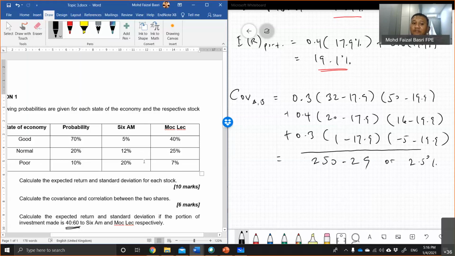Okay, if you want to know, you have to calculate later, the covariance and also correlation, whether it will be negative or not. But our first prediction is that it will be a negative relationship.